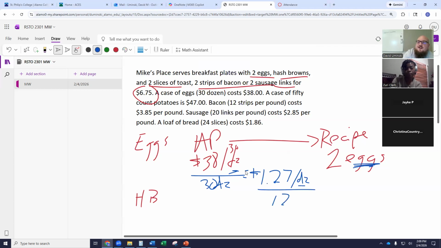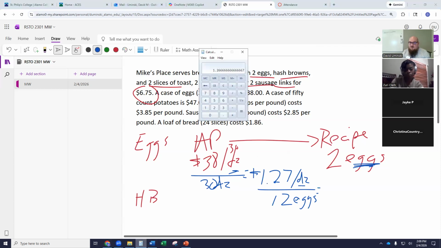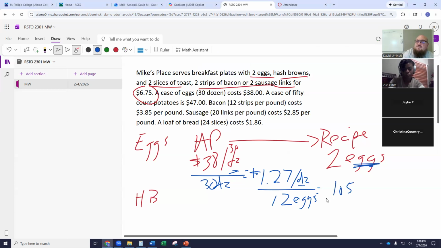And so now we have to divide by 12 eggs. $1.27 divided by 12 eggs is basically 11 cents. So you see how we get 0.105? Since we're talking about dollars and cents, we're talking about money, we're going to round this up to the nearest penny. So round it up to 11 cents. So this is going to cost me 11 cents per egg.